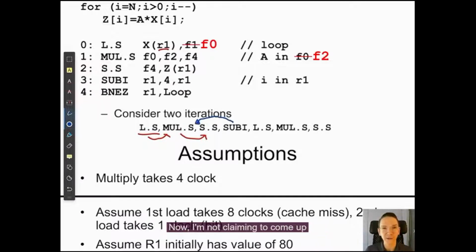Now, I'm not claiming to come up with the optimal schedule here, and you can do that in your own time, but we might want to hoist some independent instructions between the multiply and the subtract to mask the stall penalty. And this is the kind of instruction reordering that we hope to see implemented on the fly by Tomasulo's algorithm.